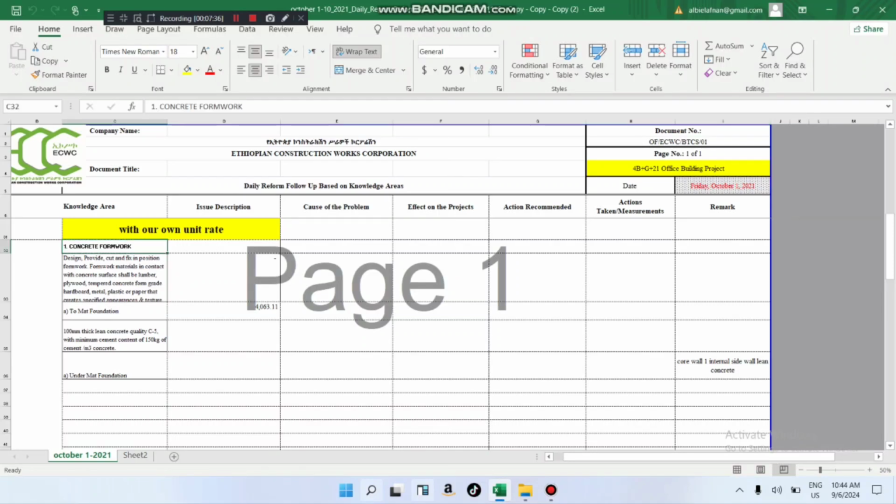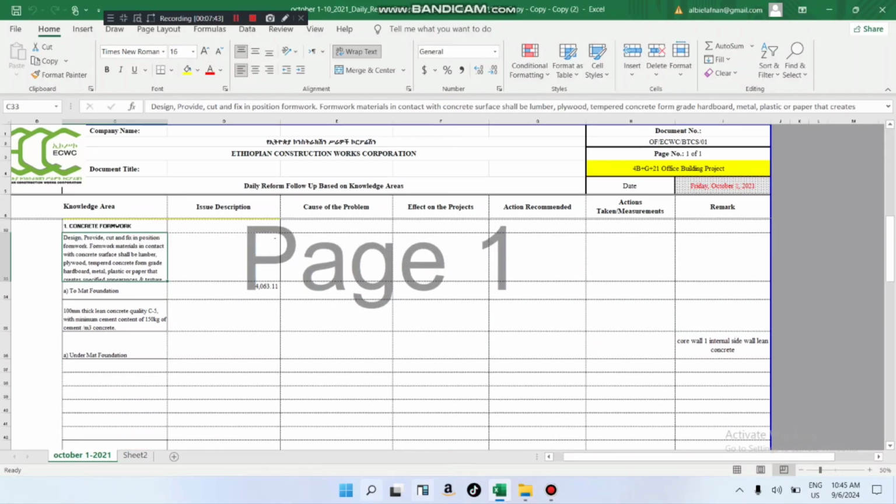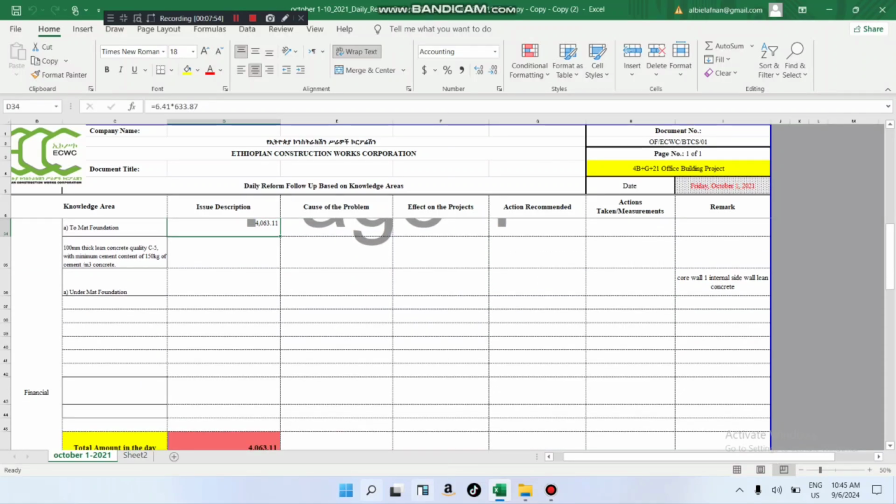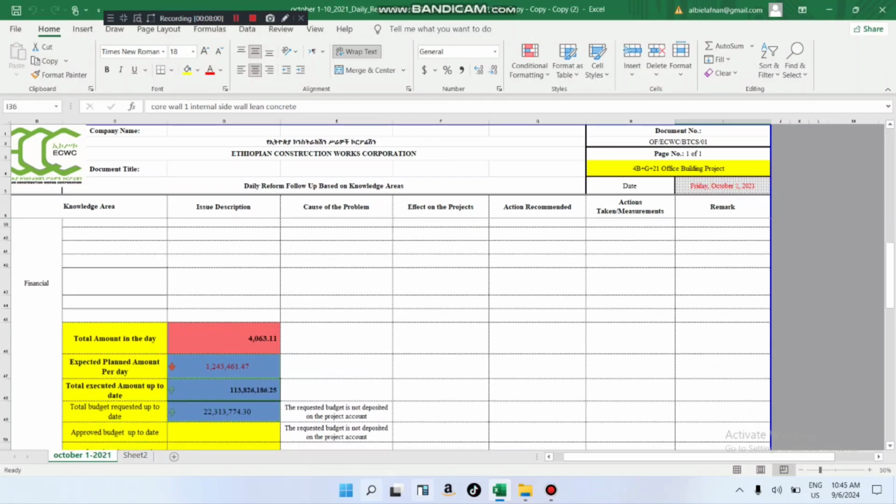Some works we do by our own force, and we have our own rate. It's different from the rate decided in the contract or with the client. Maybe without material, with material, especially our own force.